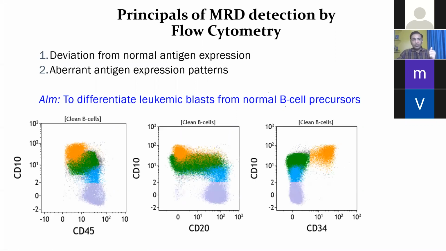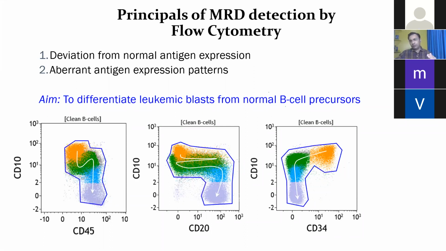For that, we have to evaluate normal precursors, the normal B cell precursors, that is hematogones. For example, these are the normal hematogones, which are usually CD10, CD45, CD10, CD20, and CD10, CD34. No matter where you go, in whatever country, all humans show the normal maturation pattern of hematogones. Using this knowledge, because they show a typical maturation pattern, we form gates.